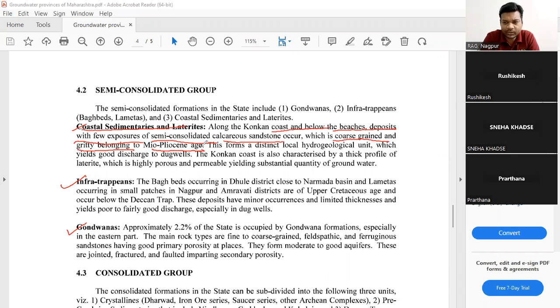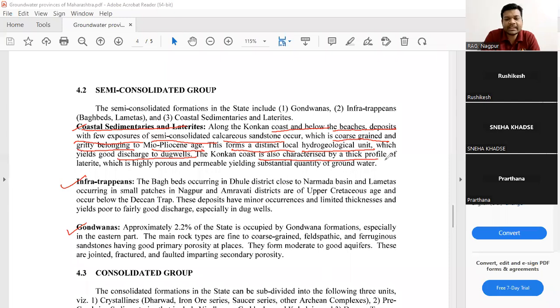You need not go into these details, Mio-Pliocene and all. As far as I can visualize by observing the paper, it forms a local hydrogeological unit. This is one hydrogeological unit, which yields good discharge to dug wells.